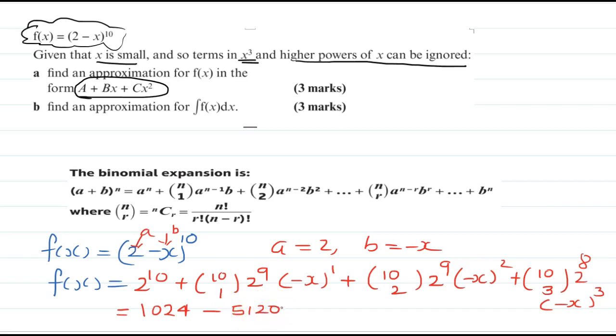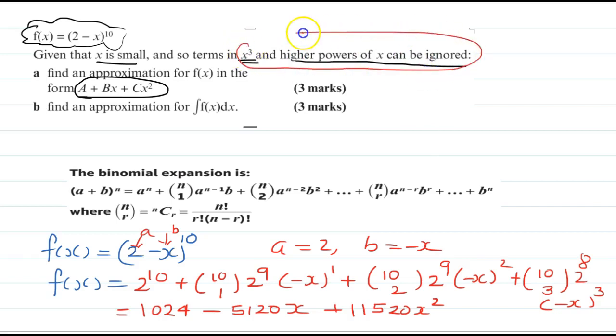Put this value in a calculator, so it will be 5120x plus, and if you put this here, 10C2 times 2 to the power 8 times (-x) squared, so it will be 11520x squared. Okay, now they are saying the terms in x cubed and higher powers of x can be ignored. So we are going to ignore the terms after x cubed. So we are taking until x squared.